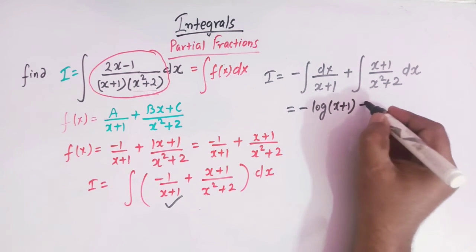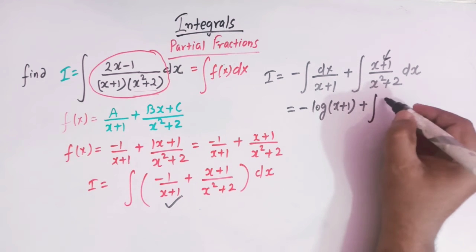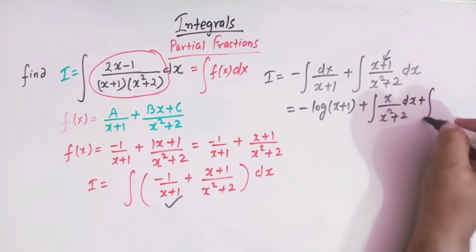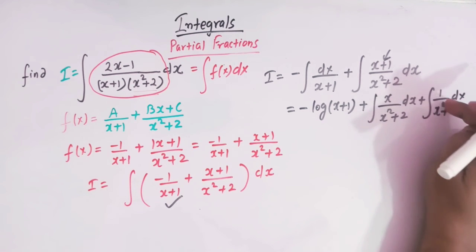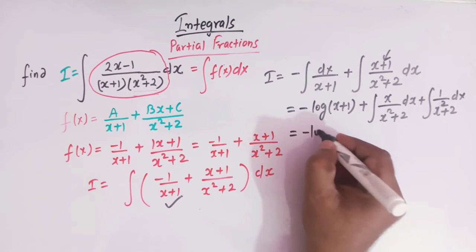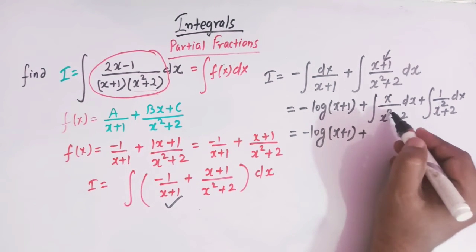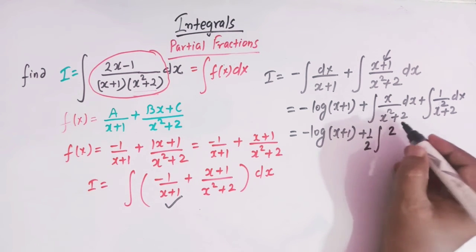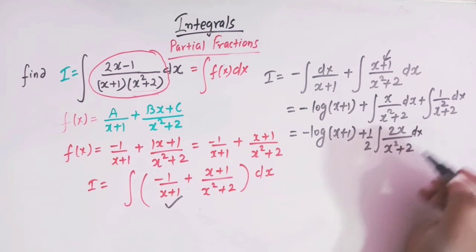Okay, now the integral of this 1 over x plus 1 is log of x plus 1, right? And see, here we can split this integral as a sum of two integrals, so we can now write x over x square plus 2 dx plus 1 over x square plus 2 dx, right? Okay, so now we have minus log x plus 1, and here see the derivative of x square plus 2 is 2x. So what we will do, here we'll take half and here we'll take 2, and we have 2x over x square plus 2 and dx, right?